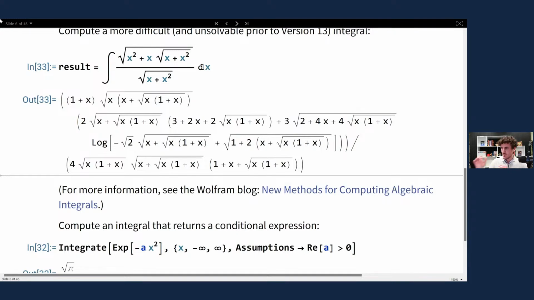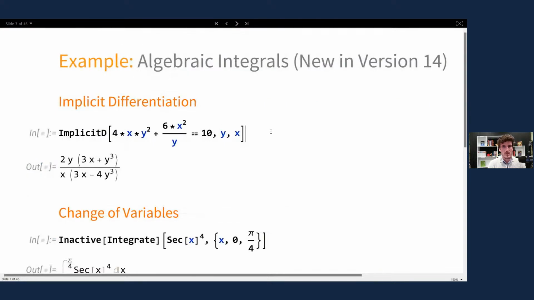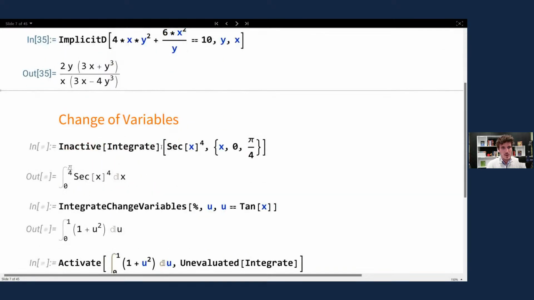So let's move on to some showcasing of version 14 and the new functionality in version 14. Version 14 came out in, I think, January of this year. With that came the ability to use implicit differentiation. Those of you who are used to doing this by hand, it's not too complicated, at least for examples like this. It can get very complicated, but doing it symbolically is quite a big step. So we have implicit differentiation.